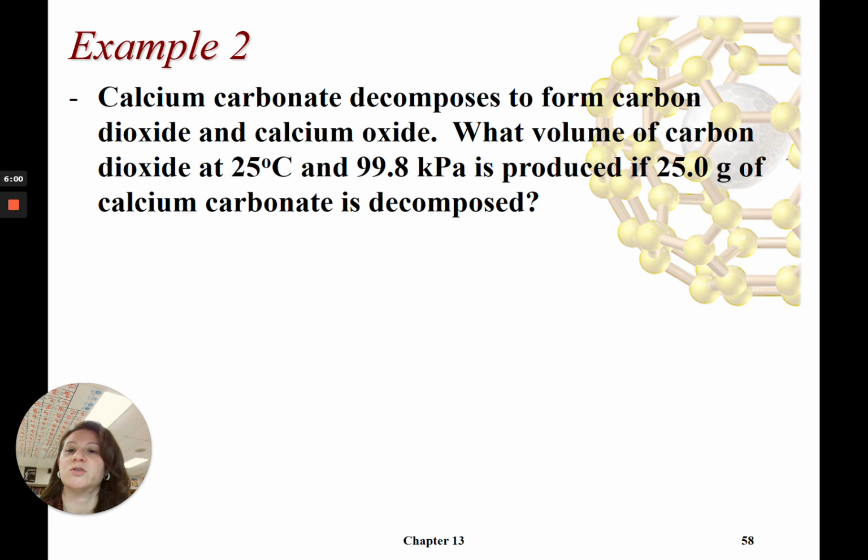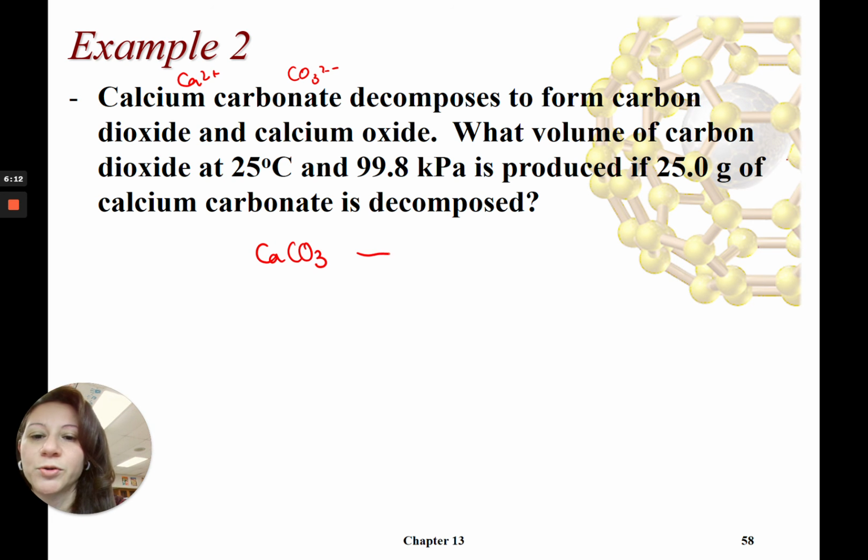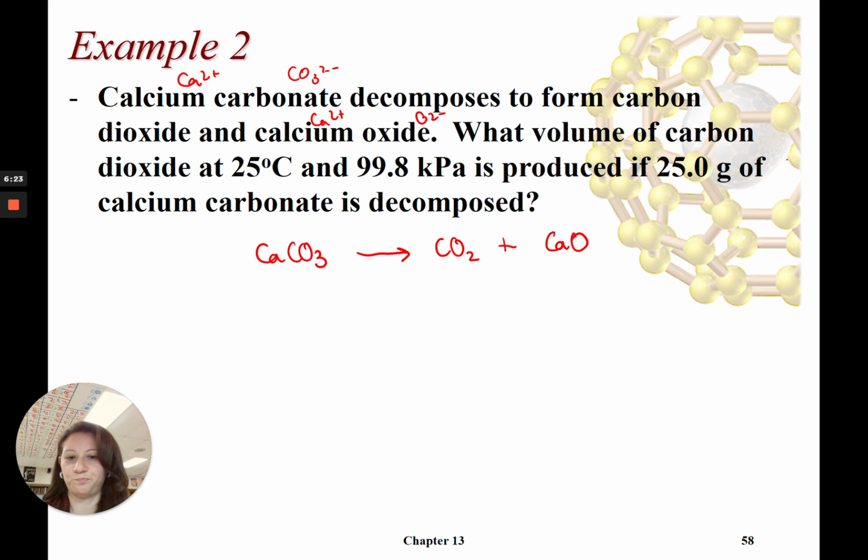First thing you want to do is write your chemical equation and balance it. So calcium carbonate, that's ionic. Calcium is 2 plus, carbonate is CO3, 2 minus. So CaCO3 decomposes, so arrow, to form carbon dioxide, that's CO2, and calcium oxide. Calcium is 2 plus, oxide is 2 minus, so CaO. And it's already balanced.